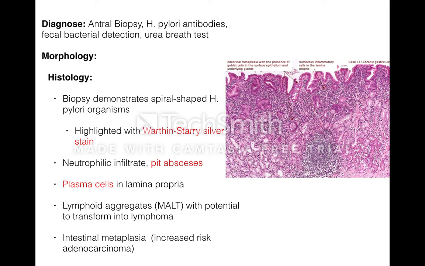On biopsy, you can often visualize these spiral-shaped organisms, and they can be highlighted with the Warthin-Starry silver stain. Neutrophils are seen infiltrating the lamina propria, and mucosa-associated lymphoid tissue composed of lymphoid aggregates can be induced, and these have the potential to transform into a lymphoma. The presence of intestinal metaplasia is associated with an increased risk of cancer.